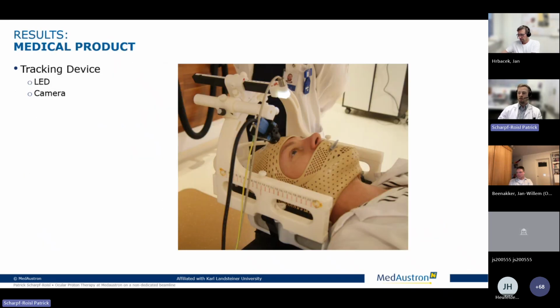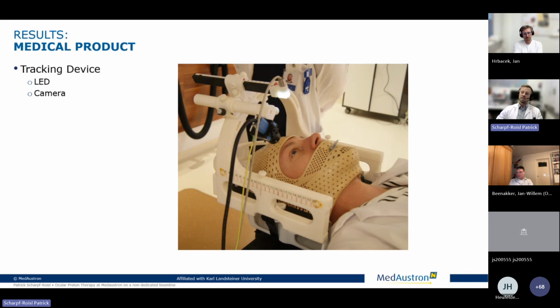First off, the first part of the medical product would be our tracking device, whose main features are the positioning of an LED above the patient's head and of a camera. The LED can be rotated around the inferior-superior axis around the patient to steer the gaze in any intended direction, and additionally it can be moved along the inferior-superior axis. So we can reach any rotational position of the eye that we want to.